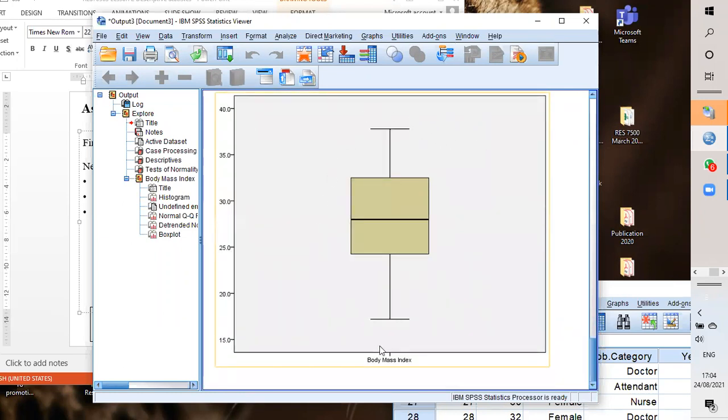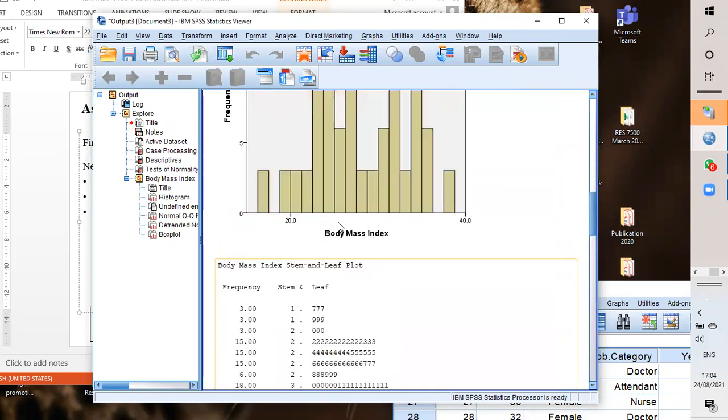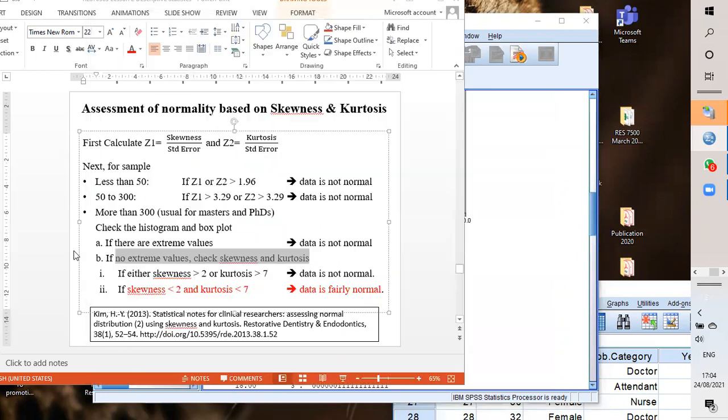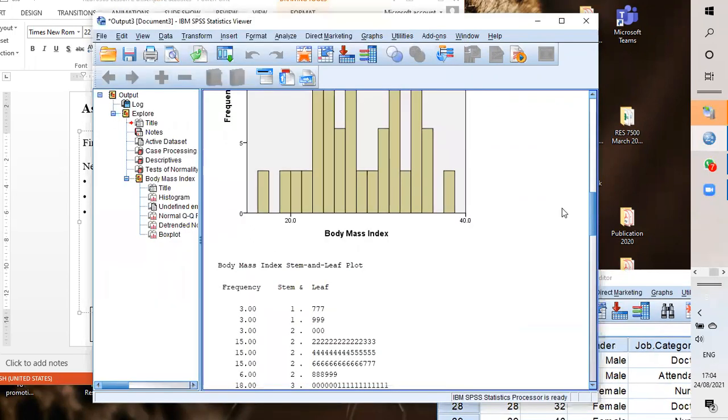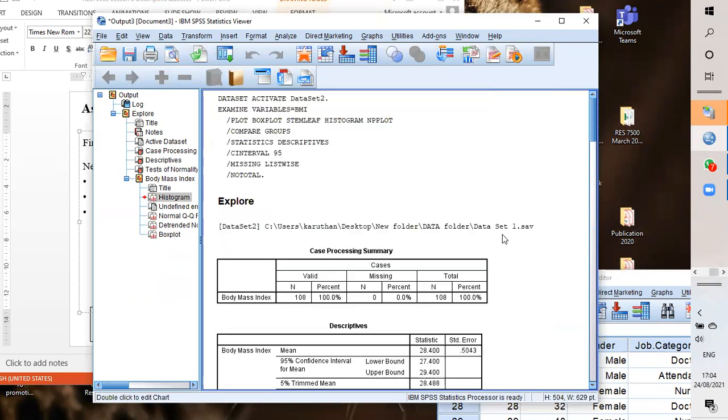Any outliers, extreme values? No. What sample size? 108. Now, is it this one here? No. Is it this one here? Yes. Okay, let's calculate Z1 and Z2. So what's Z1, what is Z2 for this example?